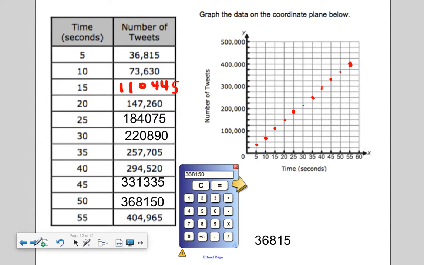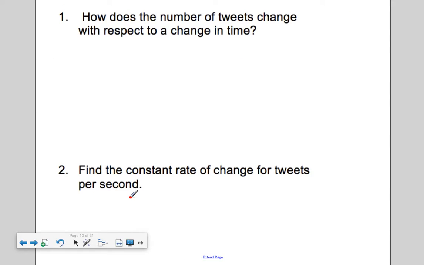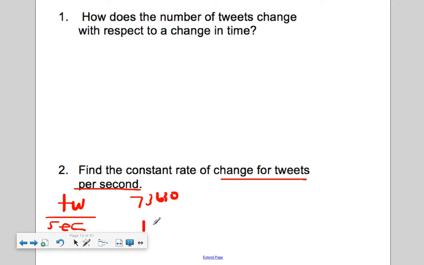So how many tweets are there per second? Let's see. We want to see the change. It's change for tweets per second, so our ratio needs to be tweets over seconds. We want to find how many tweets for every second, for 1 second. So it's 73,630 tweets, and that took 10 seconds.